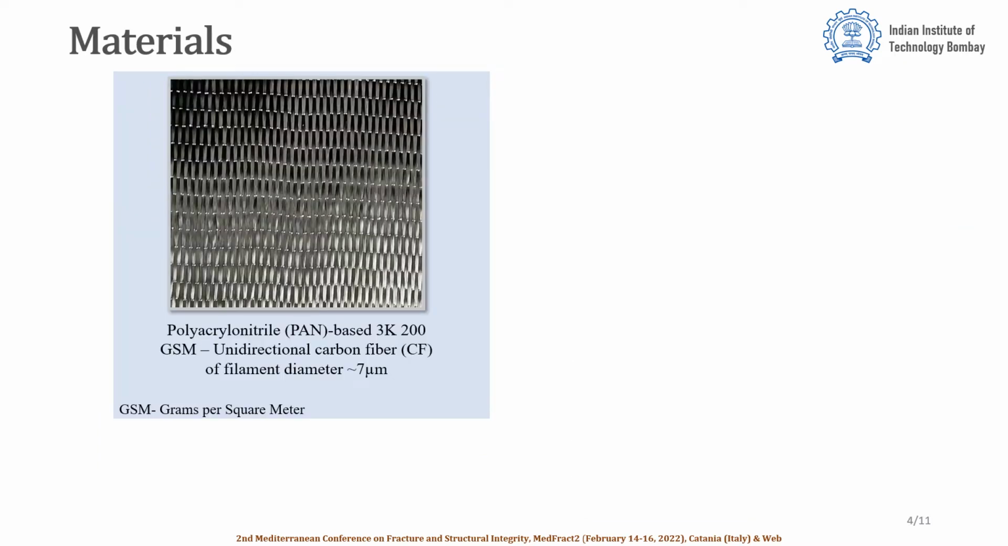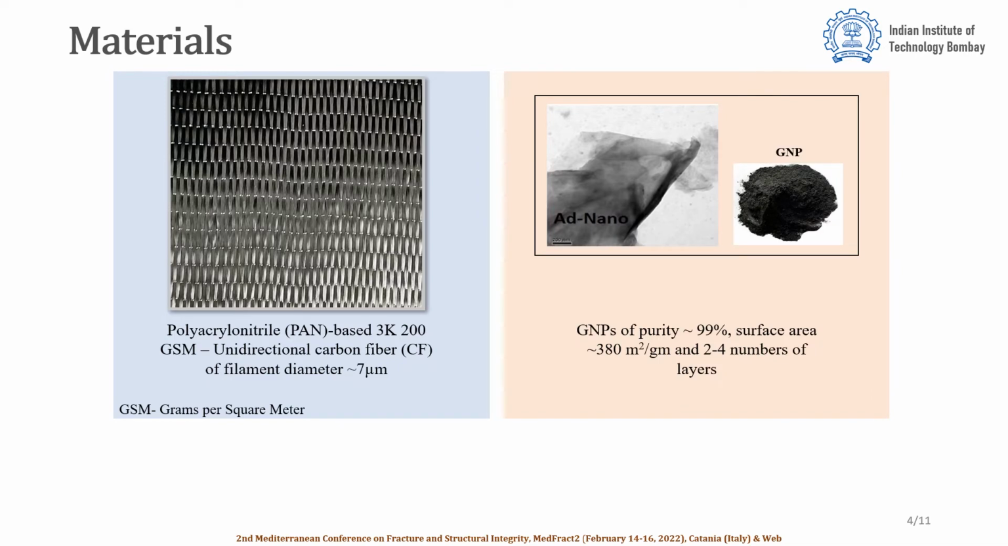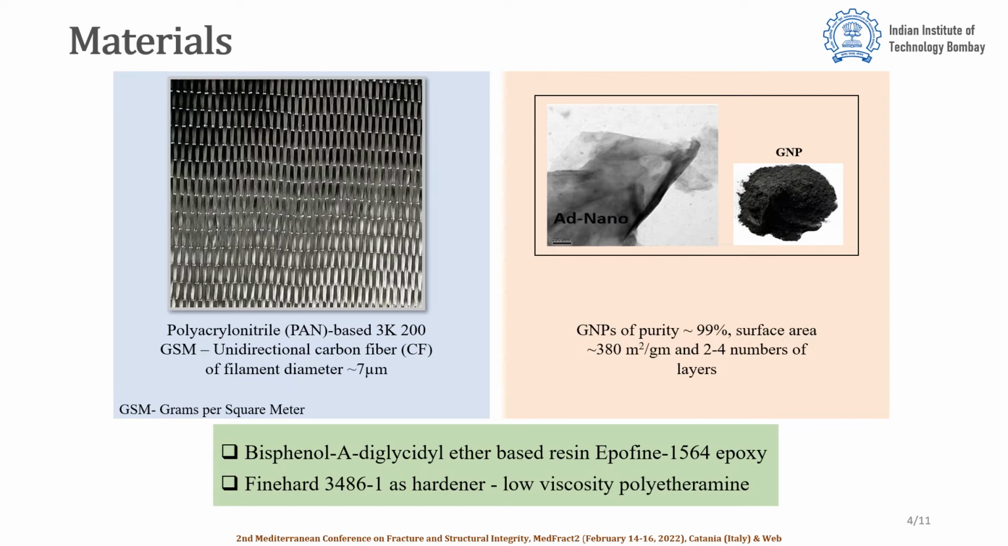I have started with unidirectional carbon fibers, in which the tows consist of 3000 filaments of 7 micrometer diameter each, and graphene nanoplatelets procured in powder form, which have a larger surface area, and the number of layers is 2 to 4. Also, a resin hardener system, Epofine 1564, composed of bisphenol A diglycidyl ether based resin and Fine Hard 3486, which is a low viscosity polyethylamine hardener, is used.